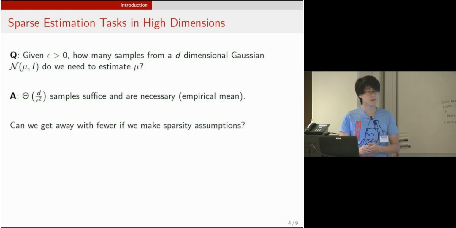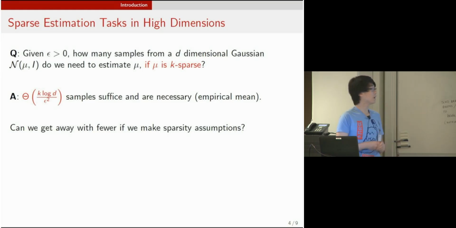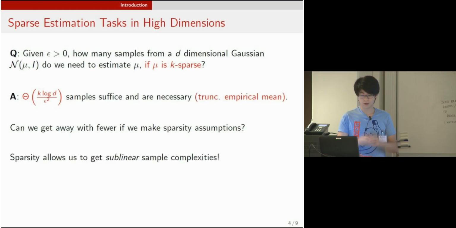Okay. So now the question in sparse estimation is, can we get away with fewer samples if we make sparsity assumptions? So suppose mu is k-sparse. How many samples do we need? Well, it's also folklore that you only need k log d over epsilon squared samples, or technically, log of d choose k or whatever. And this is achieved by some sort of truncated empirical mean. In other words, sparsity allows us to get away with sublinear in the dimension sample complexity.